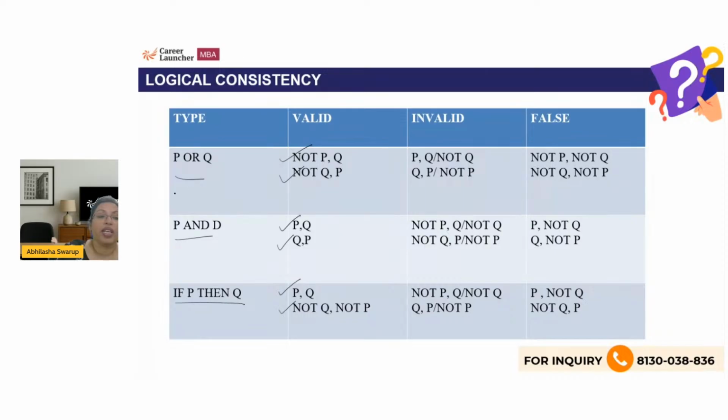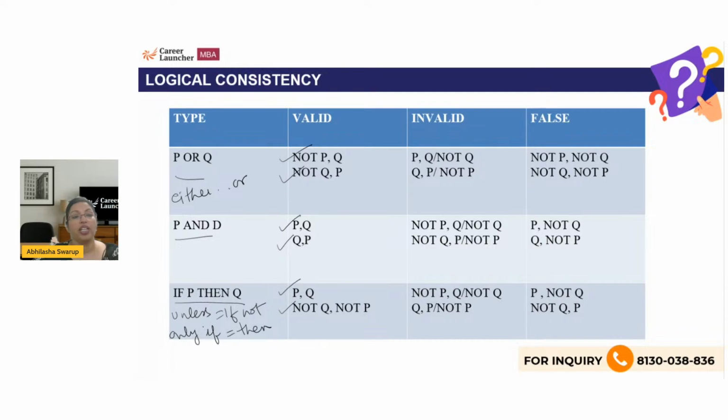Okay. Either or is a version of P or Q. Unless is a version of if not. Okay. Only if is the then.